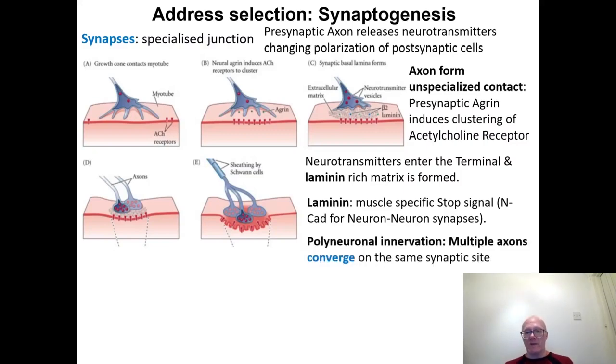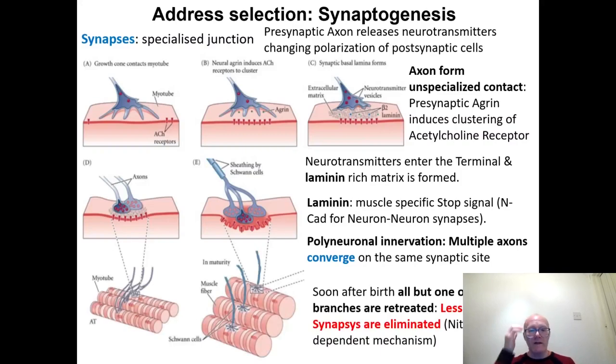What's happening at this point is that when one axon starts to form a connection, other axons converge to the same place and also start to form connections. So we have what is called a polyneural innervation, because multiple axons converge to the same synaptic site.